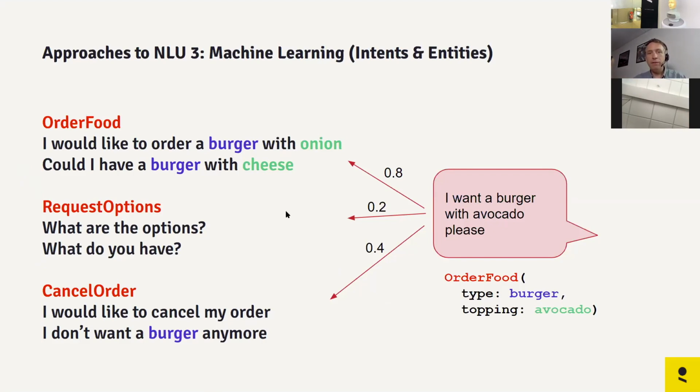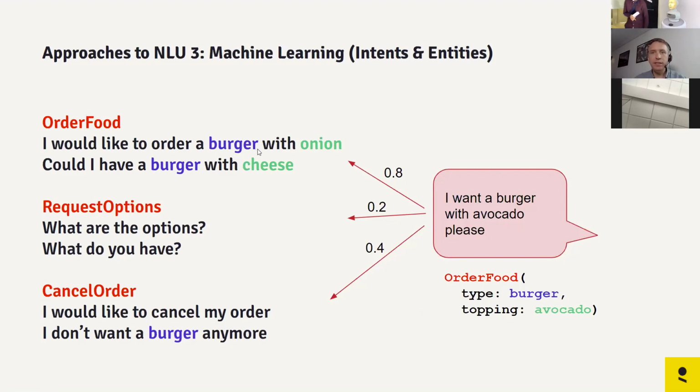And then what we do when we have these examples, we take the user utterance when we run the actual interaction, and the user might say, I want a burger with avocado, please. And then our intent classifier tries to match this with these different collections of examples to see how well it fits. And it might assign different confidence to different candidates here, but clearly it matches best with the order food. So we would say this is an ordering of food.